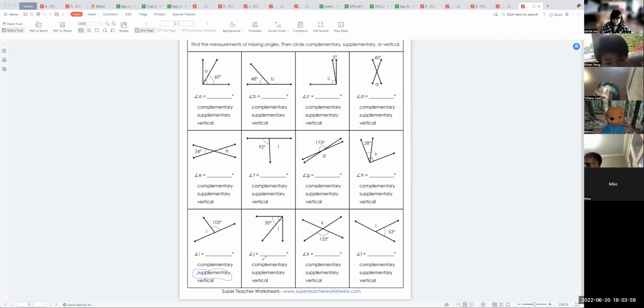Daniel, angle J. I was going to say, sorry. Complementary. Thank you. Okay, angle K. Ethan, vertical. Very good. Last but not least, angle L. Maris. Supplementary. Supplementary, very good.